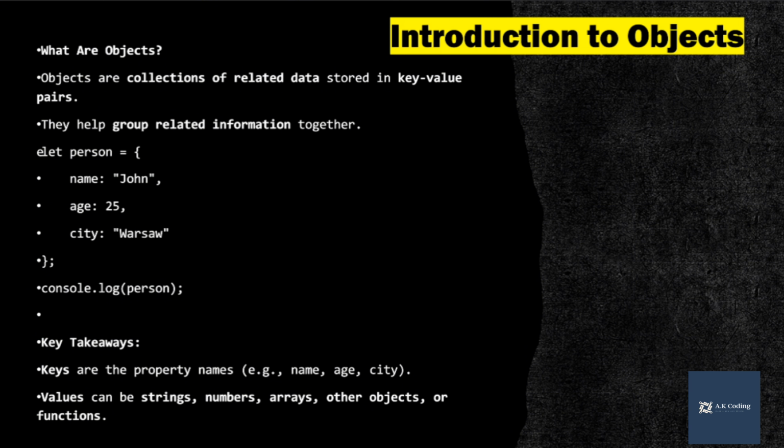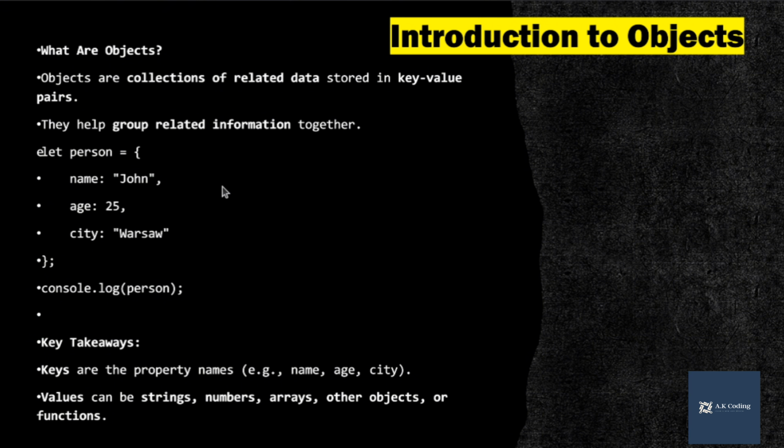I'm very happy to see you in this, our 8th lesson of our JavaScript video, and today we're going to talk about objects. If you're ready, let's get started. What are objects in JavaScript? Objects are collections of related data stored in key value pairs. They help group related information together.